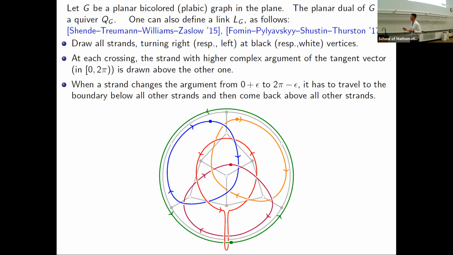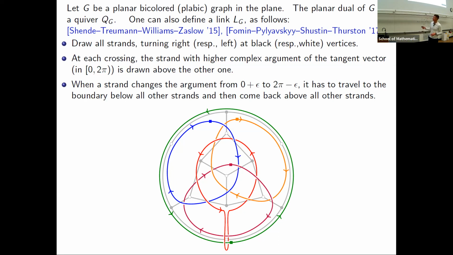So let me show it for the red strand. The red strand has to travel to the boundary above all other strands and come back below all other strands. The reason it has to travel above is because as you approach this point, the argument is very close to 2 pi. So 2 pi means above everybody else. So you go above it, and then here the argument is very close to 0. So you go back below everybody else.